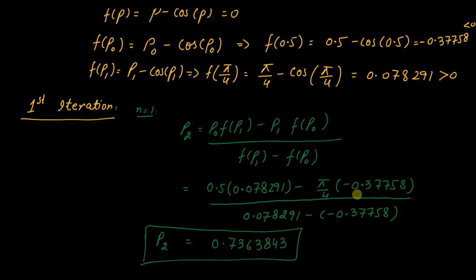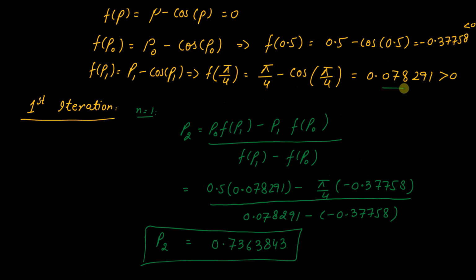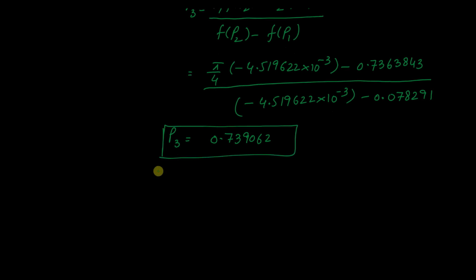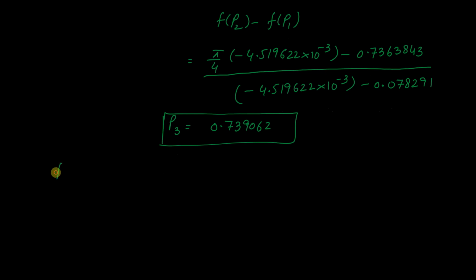So we have f of P1, this is the value 0.078291. So you need to substitute here 0.078291. We need to just simplify it, and after simplification we will get the value 0.739062. This is the value of P3. So we need to substitute in our function.